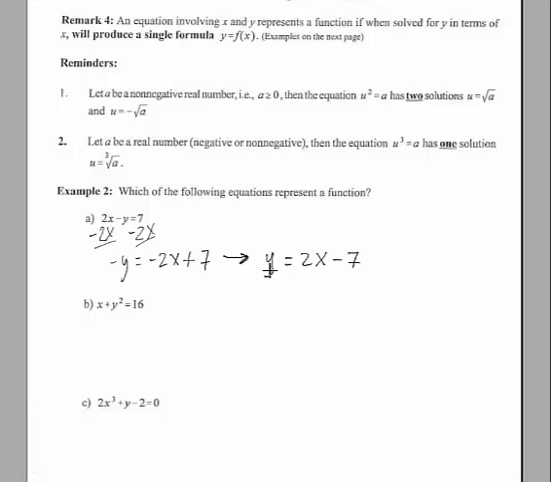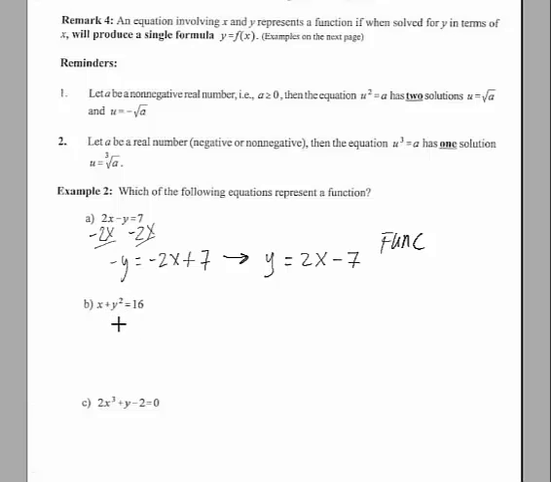So we solve for y and we only have one equation, y equals 2x minus 7. We can call this a function. B, this is not a function. Look at the y variable, it has a 2 for an exponent, and that would also apply to any equation where y has an even exponent.